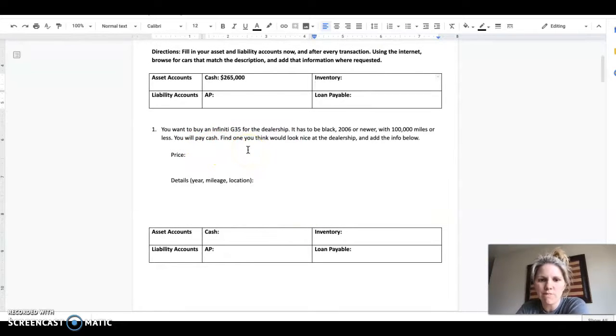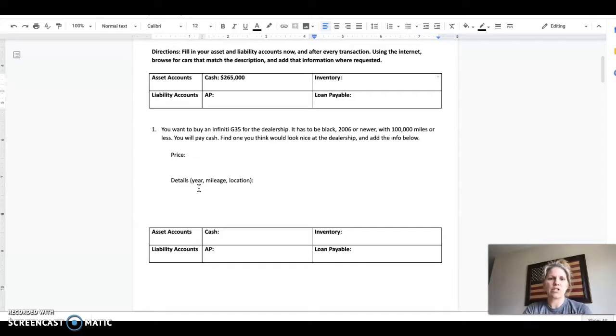So you're going to be looking for an Infiniti G35 for the dealership. It needs to be black in color, 2006 or newer for the year, with 100,000 miles or less. You're going to pay cash. So find one that you think would be good. So then you'll tell me the price that you paid for it, and then those additional details. What year is it? What is the mileage on it? And the location. So where are you going to have to go to get it?